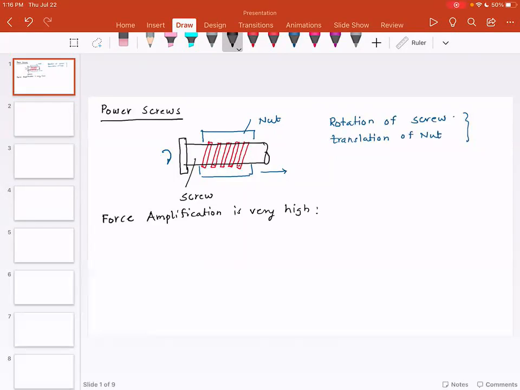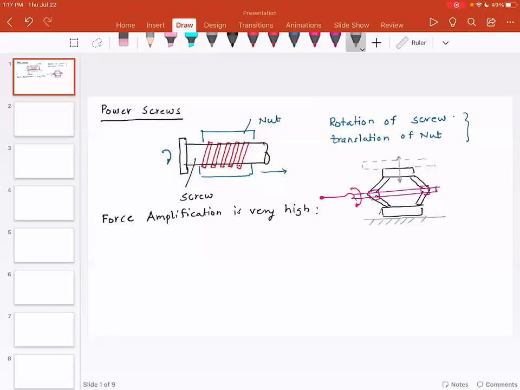And that is the reason why you have probably seen toggle jacks that are used to lift a vehicle. So you have something like this, and there is a nut here. What you do is rotate using some sort of lever, and then the vehicle can go up or down. Usually this part rests on the ground, and this part supports the chassis of the vehicle, and as you rotate, it goes up and down.